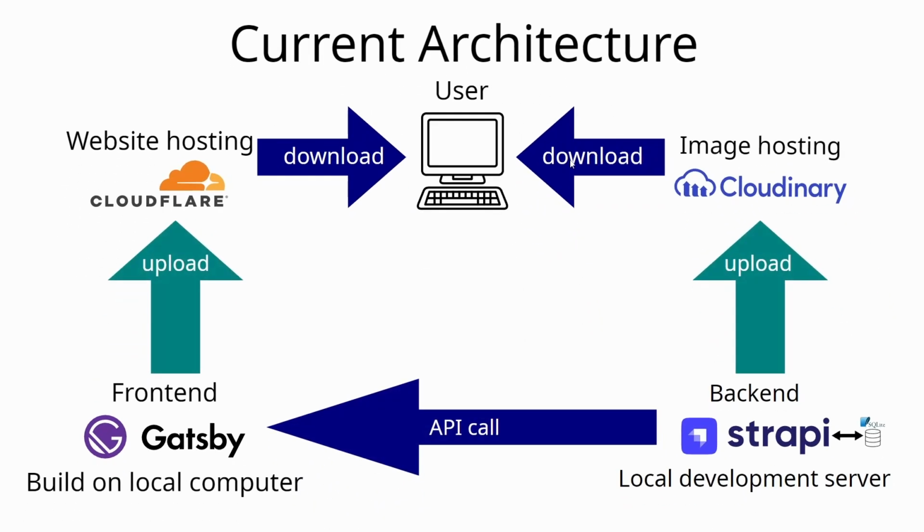This is our current architecture and it works. It works for us as developers, but there's actually a problem here. The problem is that Gatsby and Strapi are running locally. That's a problem because if you have an author like Buddy who wants to create a new blog post, well, he's not going to be able to do that because he's not able to start up a local Strapi development server in order to put that content in.